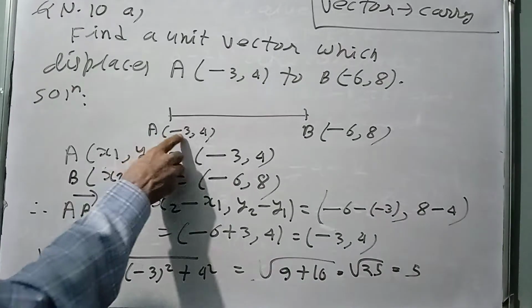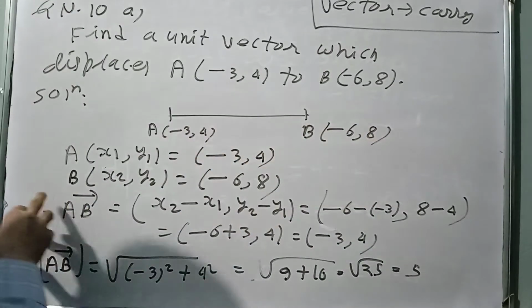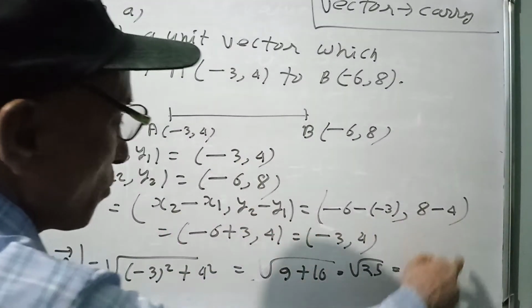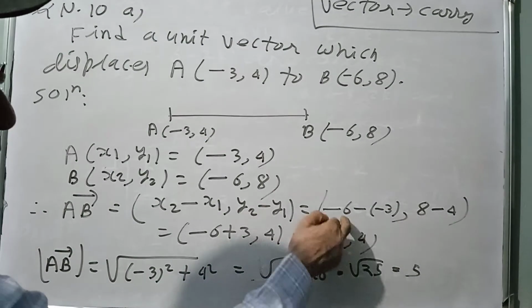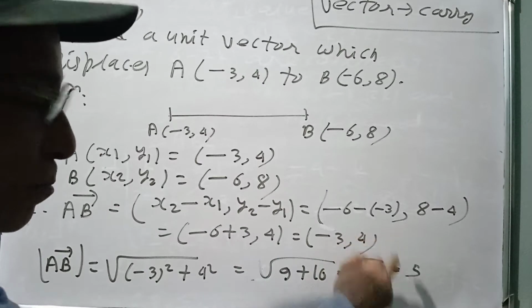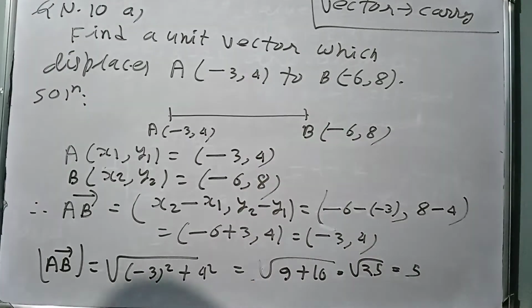See, first x1, y1, x2, y2. Find vector AB: x2 minus x1, comma, y2 minus y1. It is x1, y1, x2, y2. Put the values, simplify: minus 3, 4. Modulus of AB is under root x component whole square plus y component whole square, that is 5.